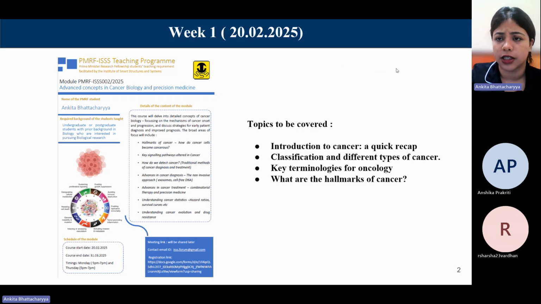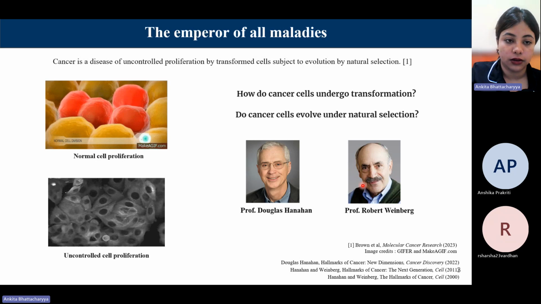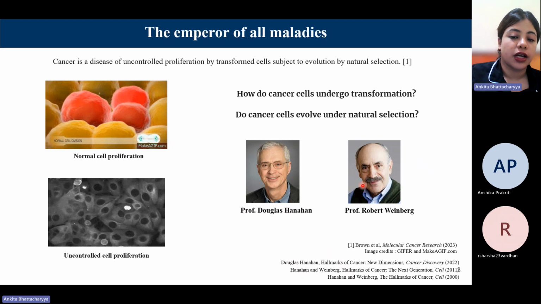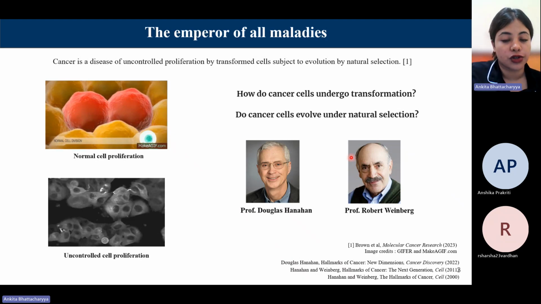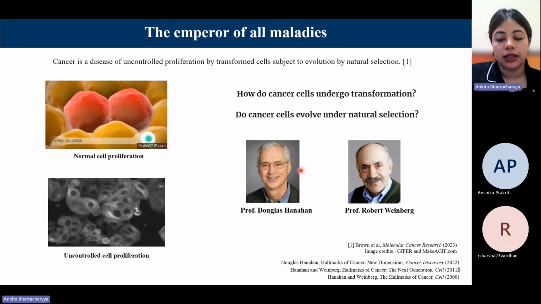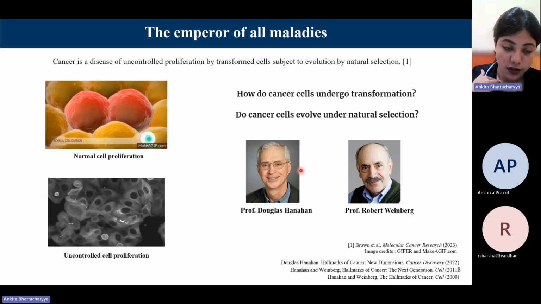So in the first session, these were the basic topics we had covered. We went through an introduction to cancer, the classification and different types of cancers based on where they are originating from. We understood some key terminologies for oncology, and we looked at the hallmarks of cancer. Basically, we first understood how cancer cells evolve, the main key difference being the loss of regulation on cell proliferation. And we understood the contribution that has been made by these two scientists, Professor Douglas Hanahan and Professor Robert Weinberg. They have given rise, in fact, to the concept of hallmarks in terms of cancer.